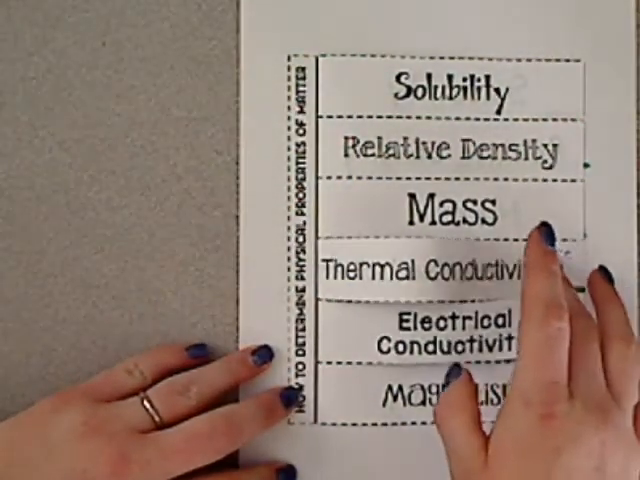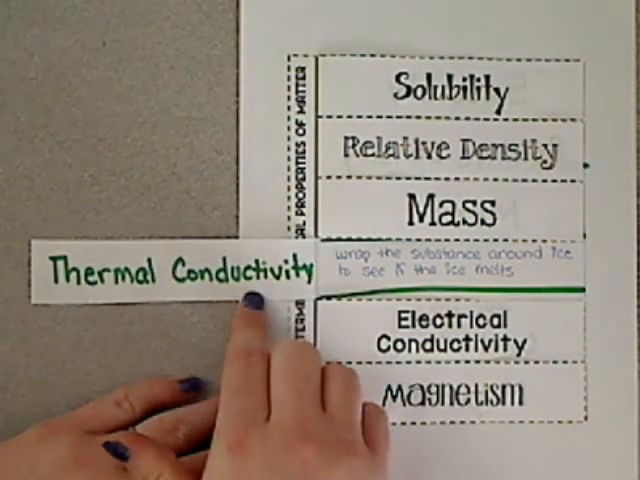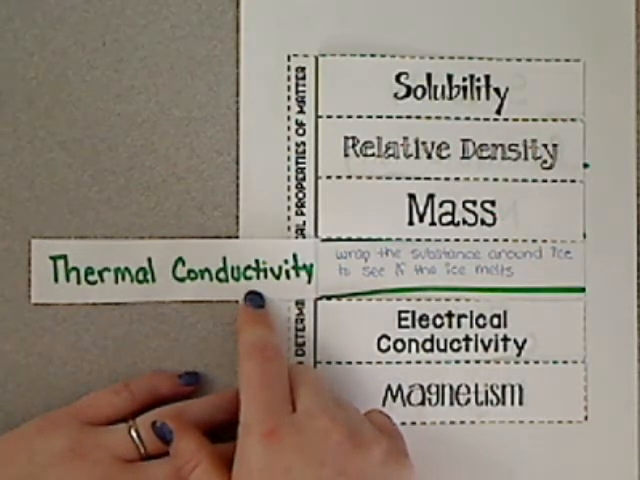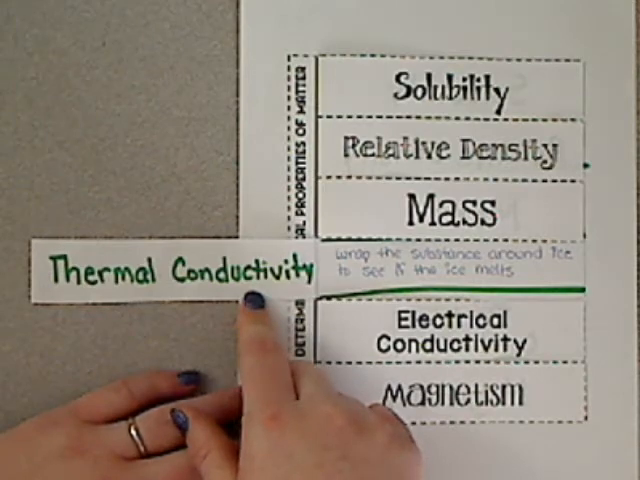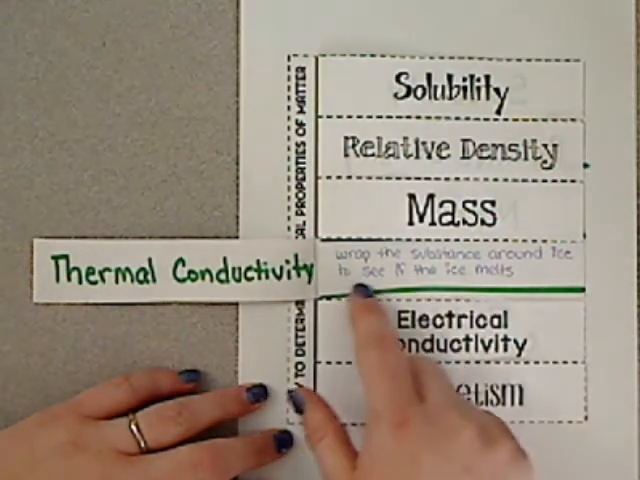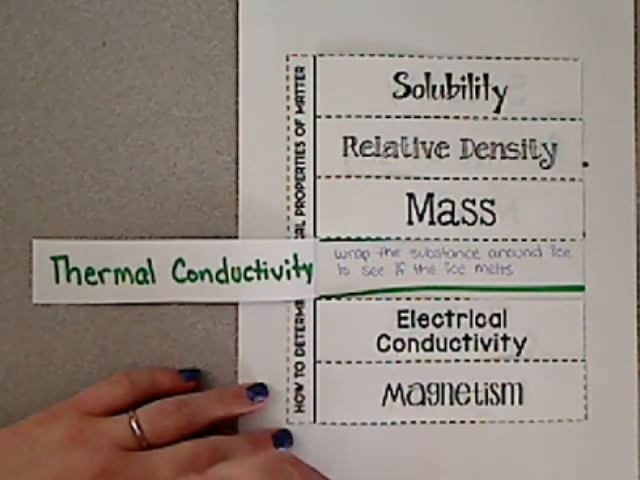For thermal conductivity, you're talking about the amount of heat that it can conduct. So if it is a thermal conductor, it will allow heat to travel through it. If it is not a thermal conductor, then it is the opposite, making it a thermal insulator. So to test whether it is a thermal conductor or a thermal insulator, you would wrap the substance around ice to see if the ice melts. If it melts, it's a conductor. If it doesn't melt, then that matter is an insulator.